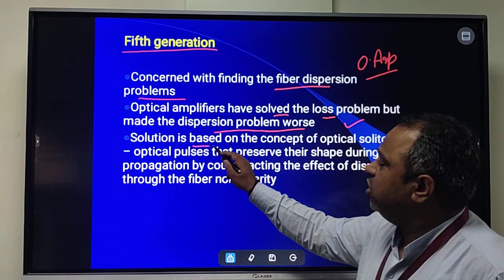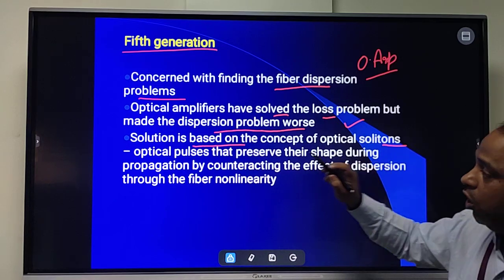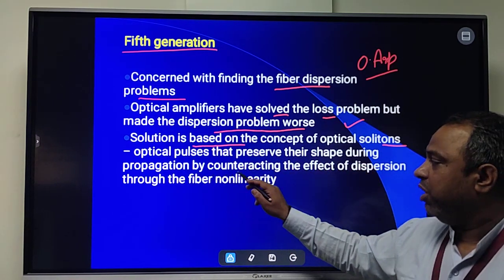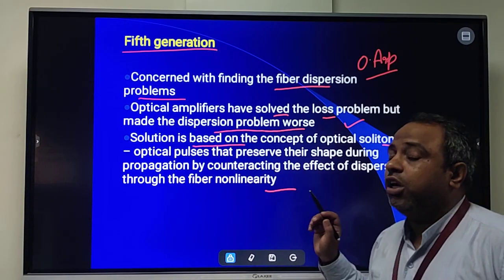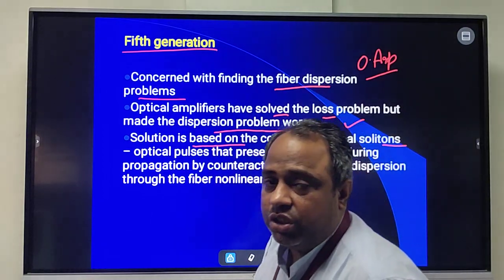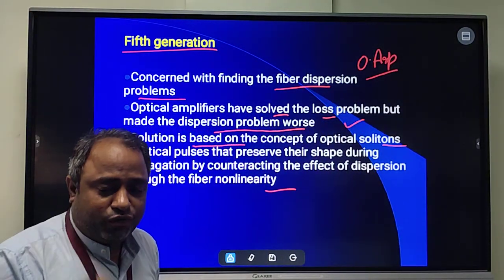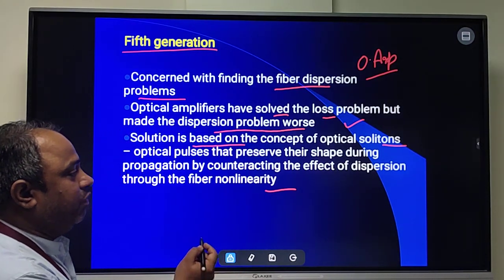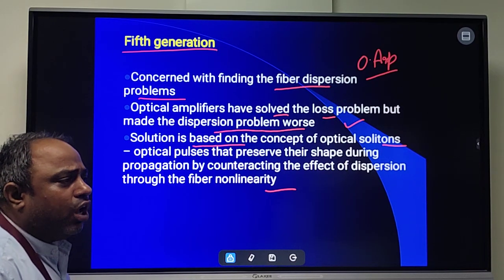Now, the solution is based on the concept of optical solitons, optical pulses that preserve their shape during propagation by counteracting the effect of dispersion through fiber nonlinearity. It means that when the signal is passing through optical fibers, it is fruitful according to your requirement without any effective dispersion of the signal during the nonlinearities. So we should avoid such things.